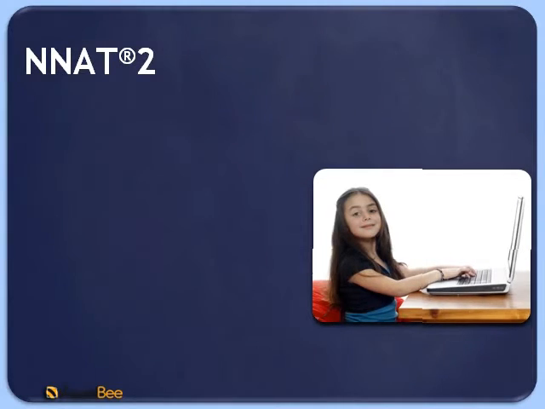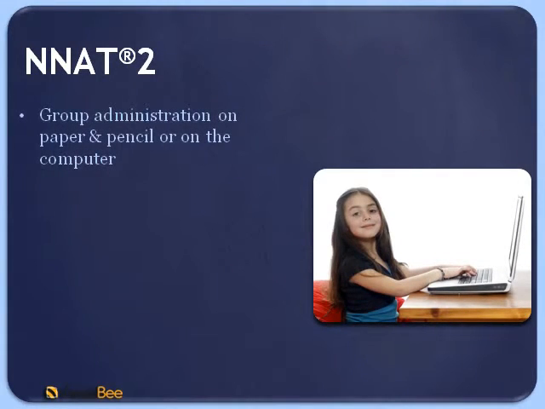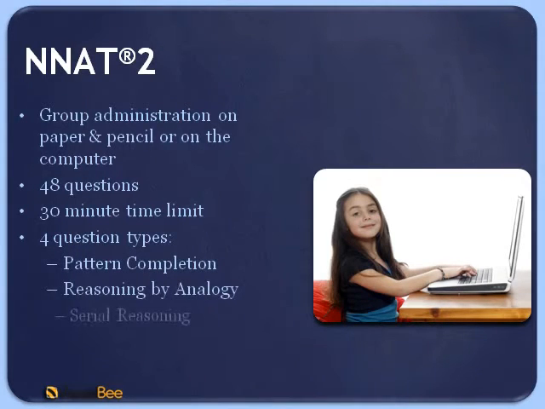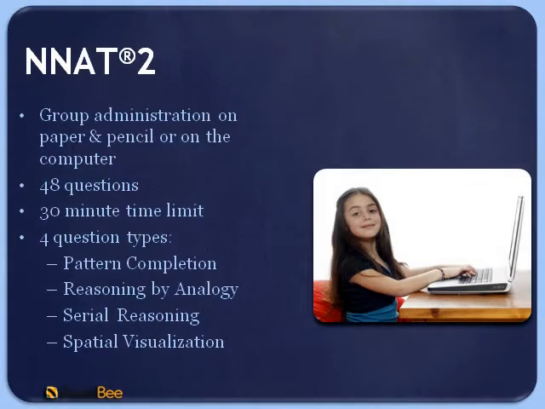The NNAT2 is administered to a group of children either with paper and pencil or on the computer. Students have 30 minutes to complete 48 questions. Each question will be one of 4 types: pattern completion, reasoning by analogy, serial reasoning, or spatial visualization.